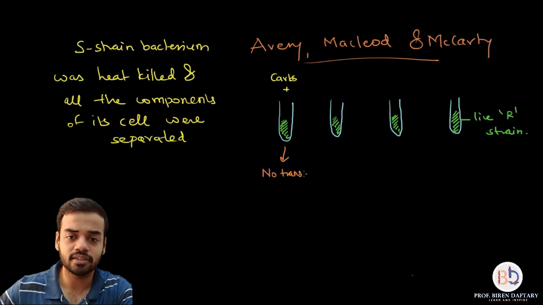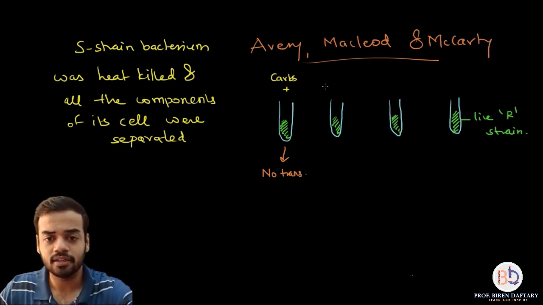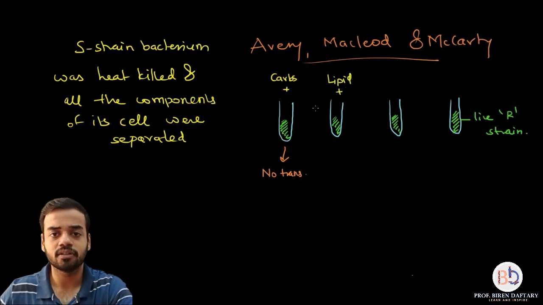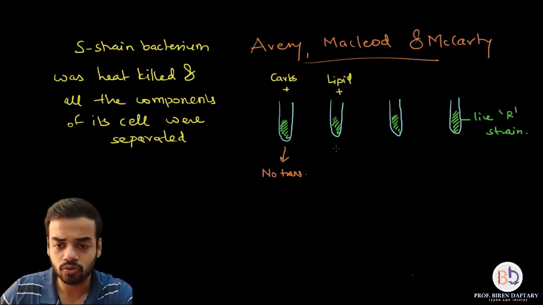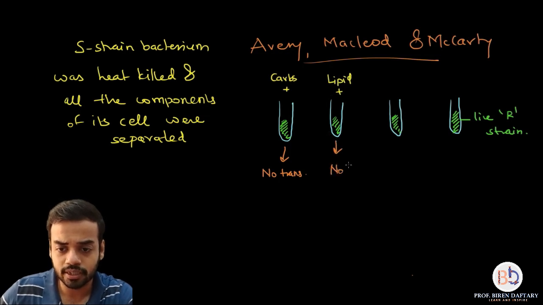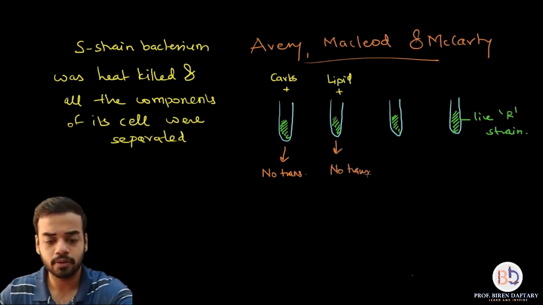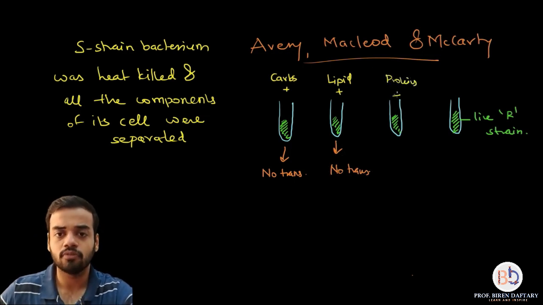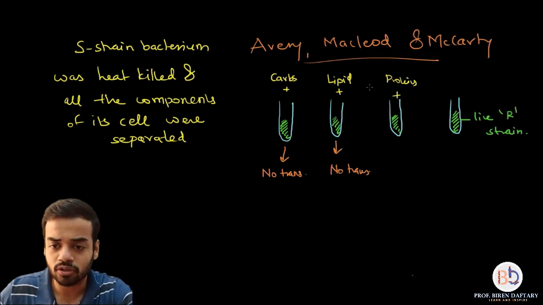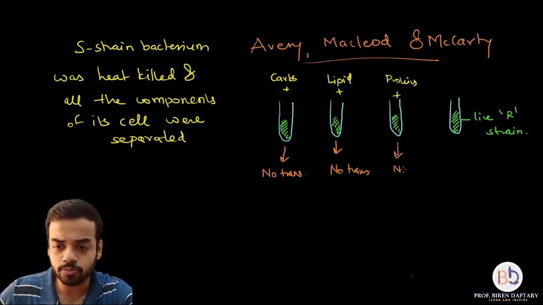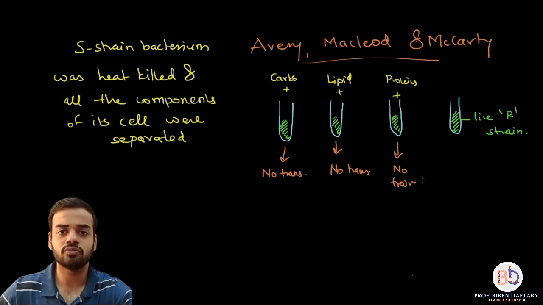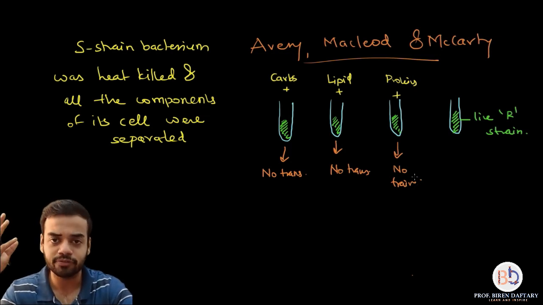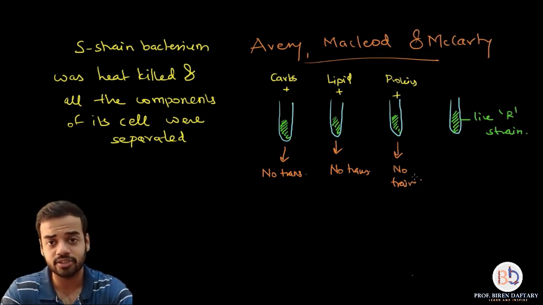Correct? Suppose in the second tube they added lipids of the S strain which was heat killed. Again, did they observe any transformation? No, there was no transformation. Correct? Third step was, let us assume they added proteins. Was there any transformation? No, there was no transformation. So in all these tubes, the R strain which was added initially remained as R strain. It did not change into S strain, because if transformation occurs, then R strain will change into S strain.